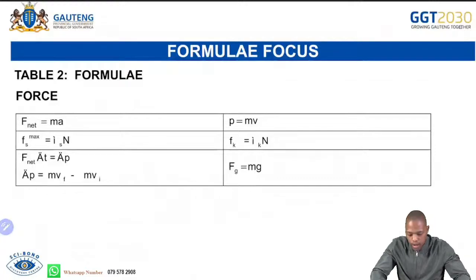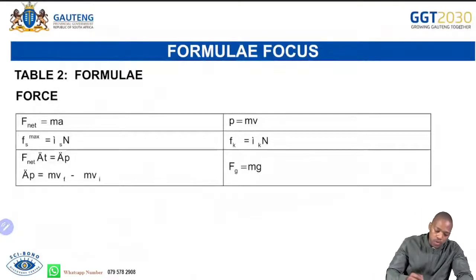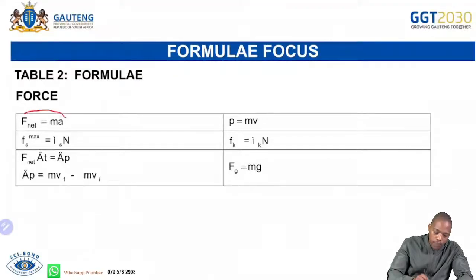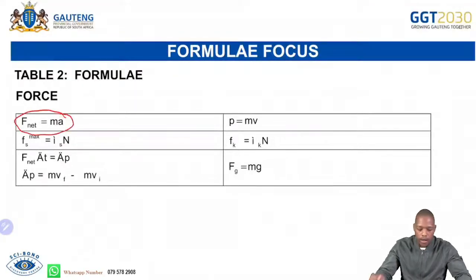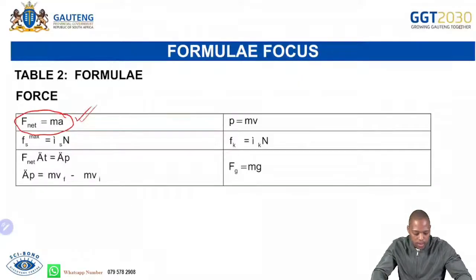Right, for today, the formula that we're going to be focusing on is the formulas for the forces, right? Specifically today, we'll be looking at this formula here. The F net is equal to m a. This is the formula that we are going to be looking at mostly for today's lesson, right?